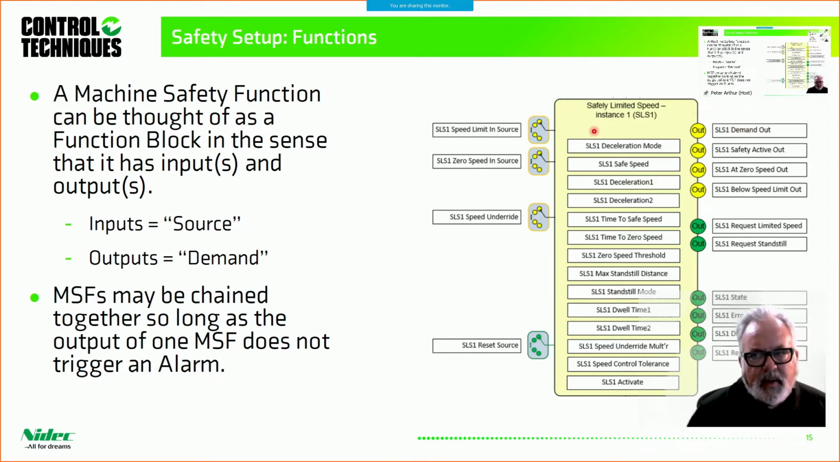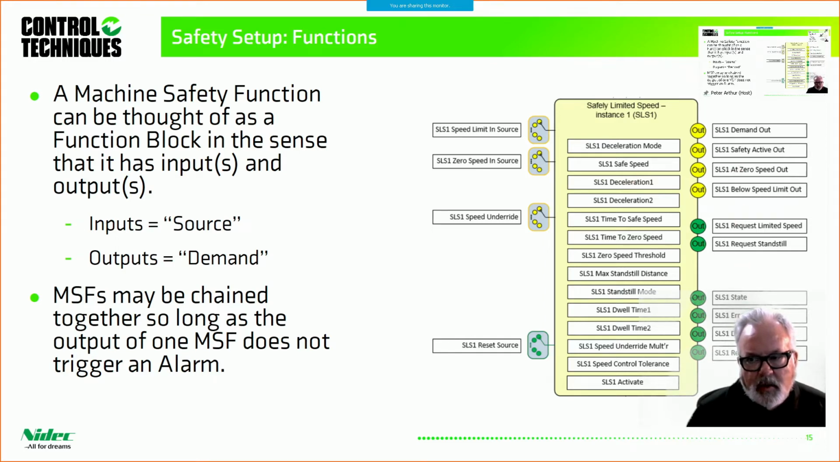Now in my example today, I am not cascading safety functions, which can be done. If I were to cascade this function, I would use its demand out as the input to whatever the downstream safety function is. So I might cascade safe limited speed into a safe stop, for example. But in my application, I'm not doing that today.